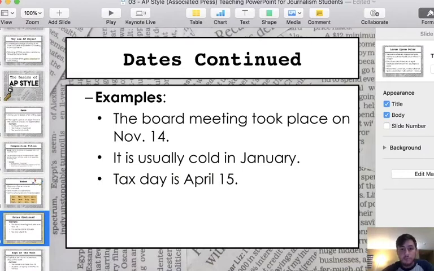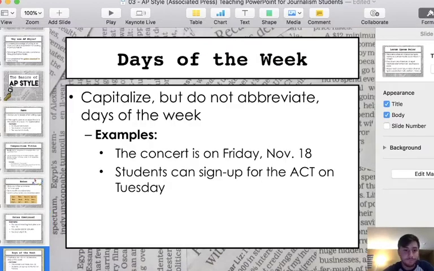So the board meeting took place on November 14th. Notice how November is abbreviated because it has the date right afterwards, and 14th, TH, is not used. So November is abbreviated there. However, it is cold in January. January doesn't have a specific date after that, so that's why January is written out. Tax Day is April 15th. Same concept goes for there.